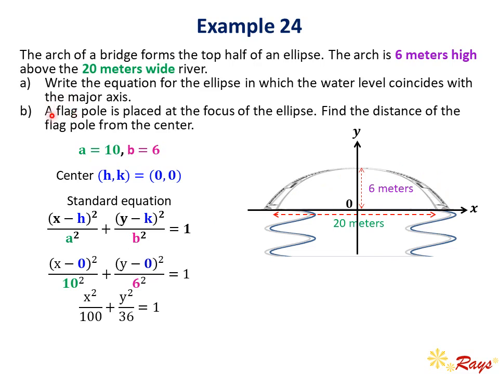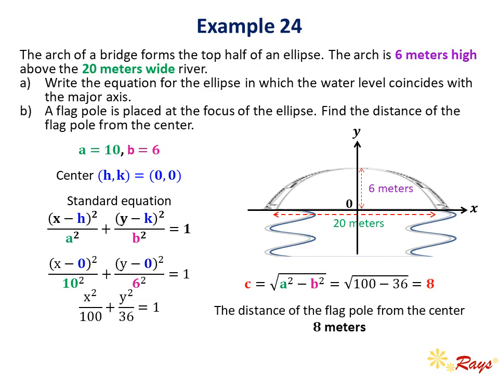Okay, question B, asking for the distance of the flagpole which is placed at the focus. Remember that the distance from the center to the focus is given by c. And the formula to find c is the square root of a squared minus b squared. Substitute the values of a and b. Therefore, c is equals to 8. Therefore, the distance of the flagpole from the center is 8 meters.